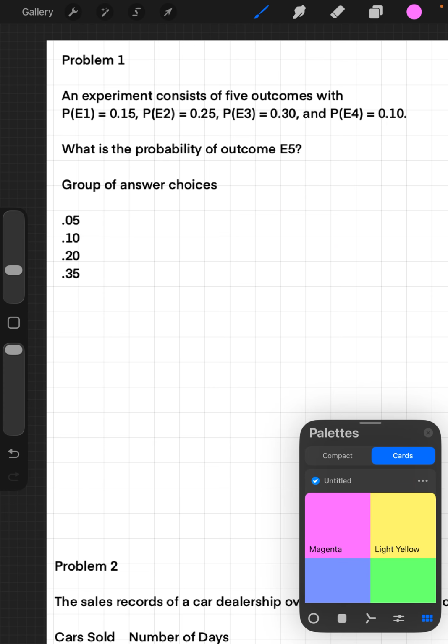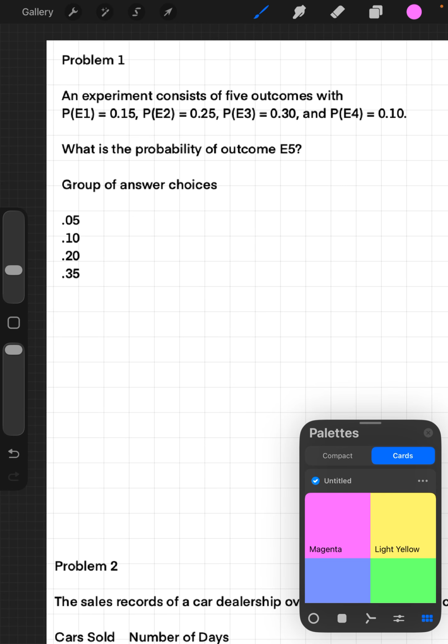Hello everyone! Today we're going to learn how to do some basic probability questions step by step, just like the way we do it in the classroom and from our lecture notes. So this is our first problem.